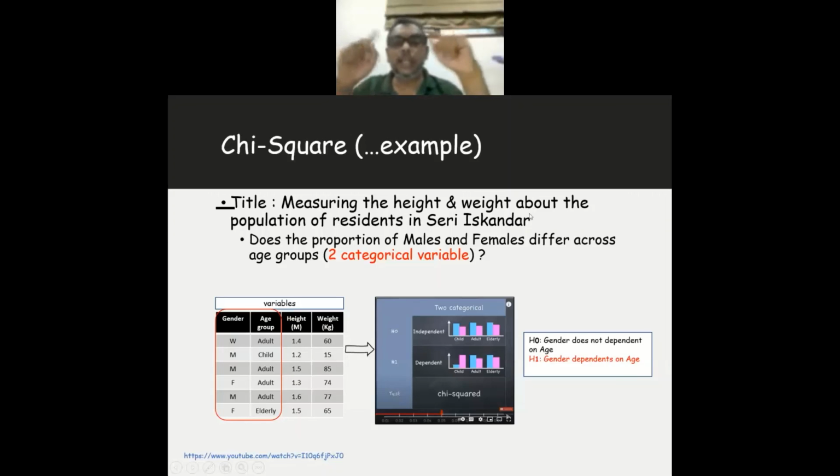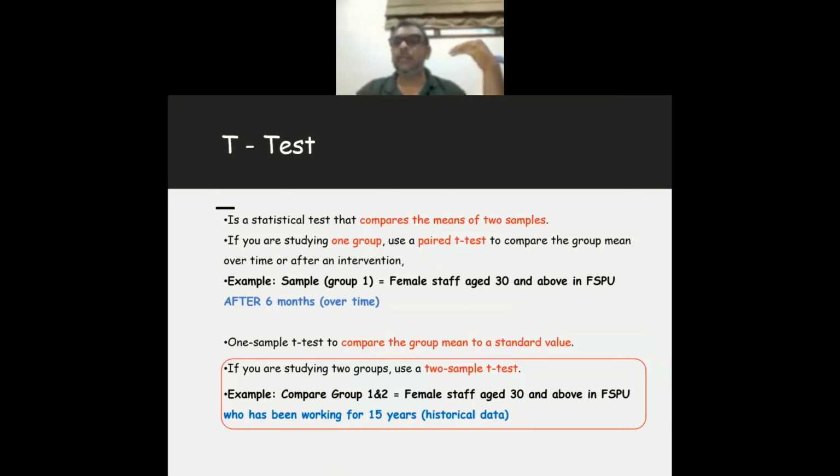Right. Measuring the height and weight about the population. Does the proportion of male and females differ across age group? So we say hypothesis 0, null hypothesis is gender does not depend on age. Alternative: gender depends on age. So we look here, kat sini. So adakah the gender and the age are the same? Is there something going on? So we are trying to see, is there something between the gender and the age? Are we trying to say age yang lagi tinggi semua perempuan or age yang lagi rendah semua lelaki? So these are examples of research that you can do.